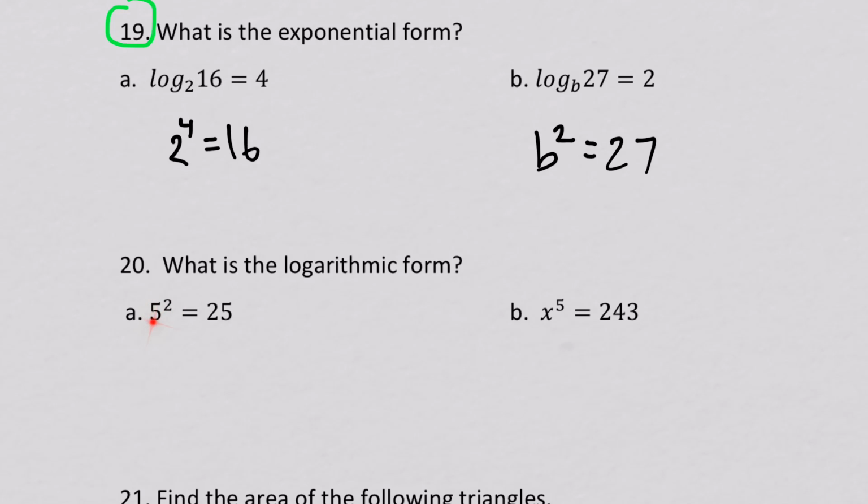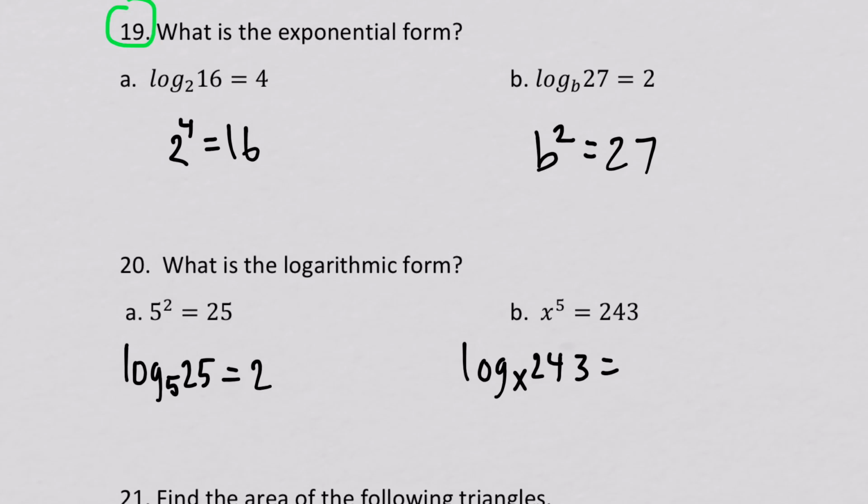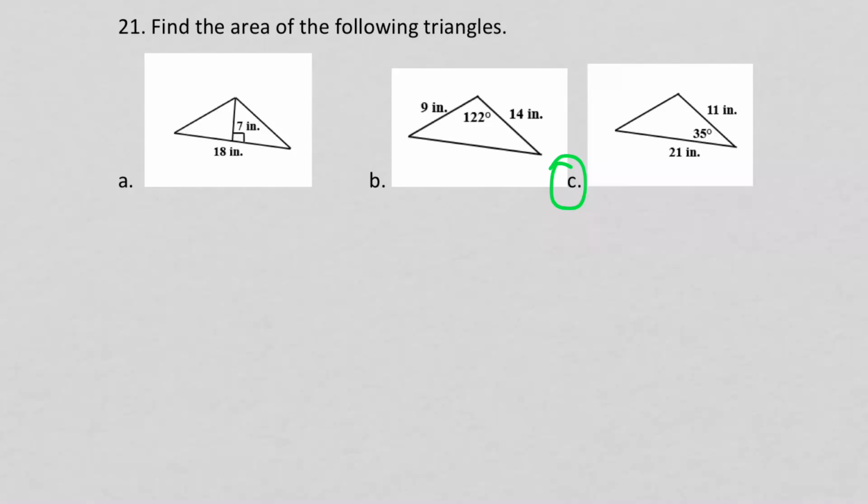Think about the base first. The base is 5, so you start with log base 5 of what equals what? And it can't be 2, because remember, you're splitting them. They're not together anymore. So log base 5 of 25 equals 2. Same thing down here. The base is x, so log base x of 243 equals 5. Done.